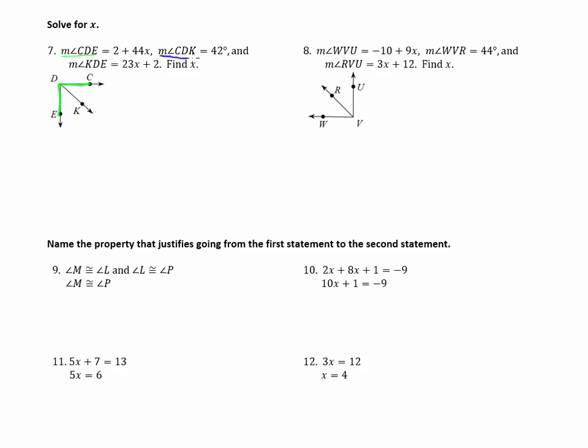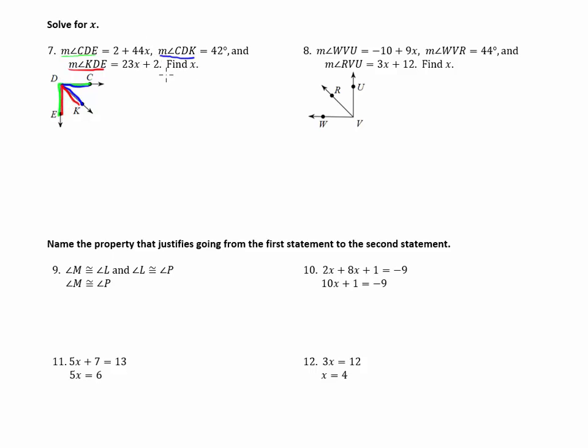The measure of angle CDK, so C to D to K, that's the small angle, is 42 degrees. And the measure of angle K to D to E, so K to D to E, that's that little angle right there, is equal to 23x plus 2.